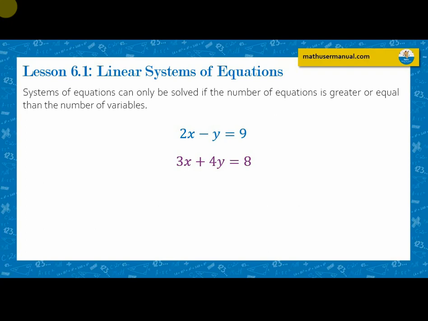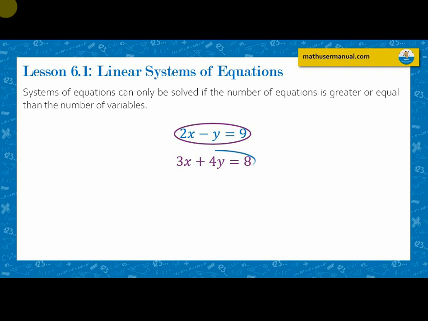So far, we have been learning how to solve equations with one variable. But what happens when we include more equations and more variables, like what we can see on the screen right now? The very first thing we have to do is to make sure we can actually solve this problem. And for this, we count the equations.